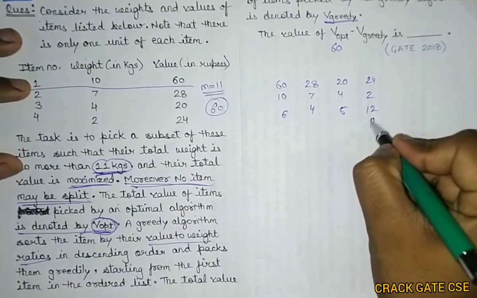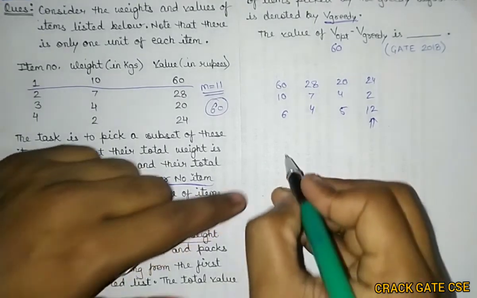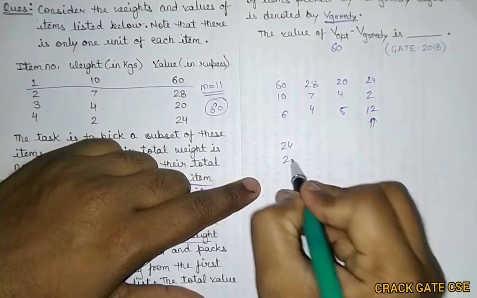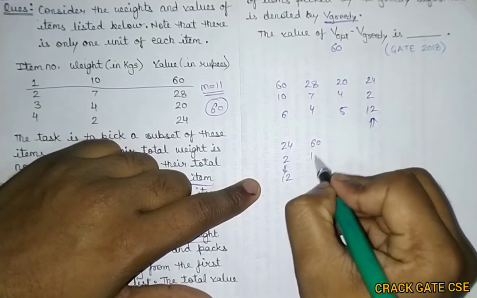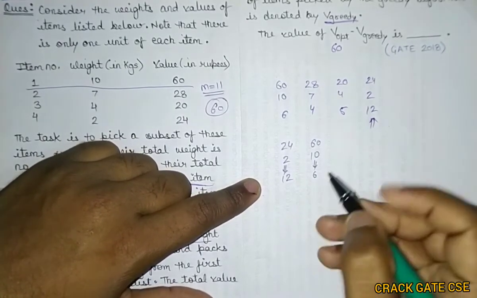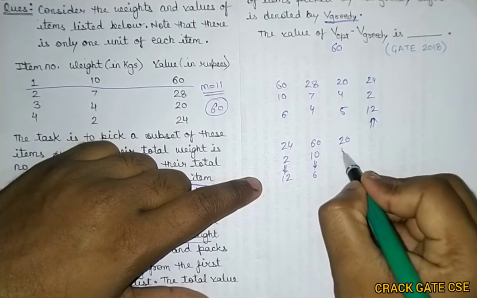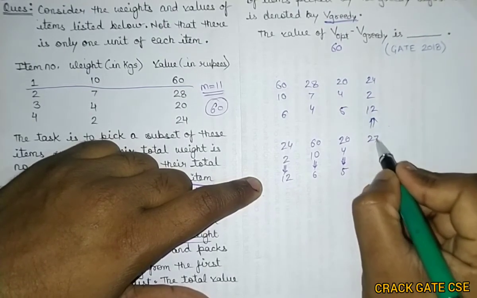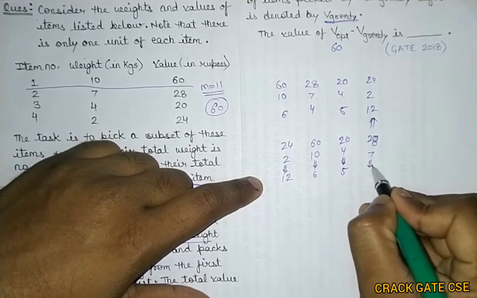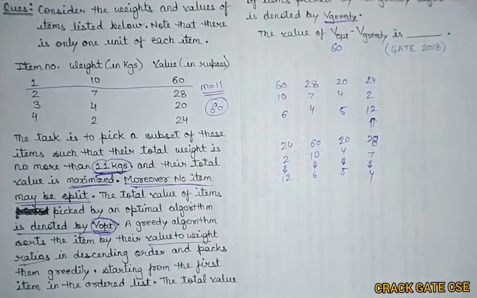Now I have to sort them on the basis of these values. First will be 24 and 2, which has the ratio 12. Next will be 60 and 10, which has the ratio 6. Then 20 and 4, which has the ratio 5. Then 28 and 7, which has the ratio 4. So it says starting from the first item in the ordered list. In the ordered list, the first item is 24.